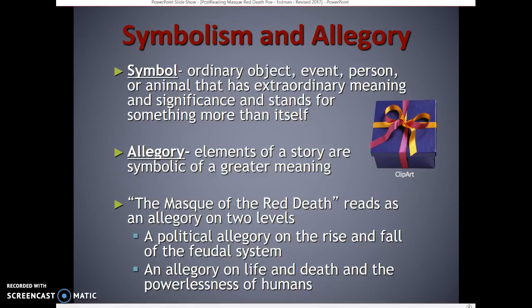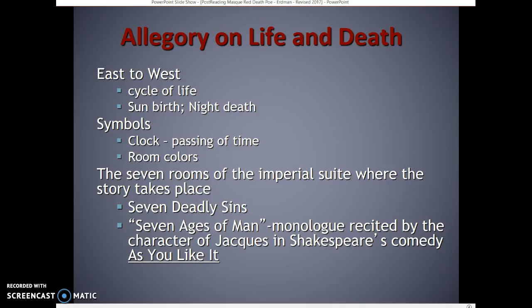Or it could also be a political allegory on the rise and fall of the feudal system. Many of you know from history the feudal system has to do with having the king and the queen and then lords and ladies, and it goes all the way down to peasants. And at the time of the plague, a lot of people were wiped out. Again, the rise of it and then the fall of it, talking about something that is new, it has its peak, just like the sun, and then has its fall. So again, the allegory on life and death, the cycle of life, the sun birth, and the night of death, east to west.